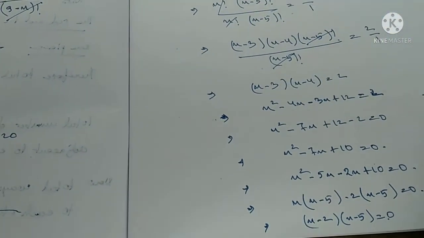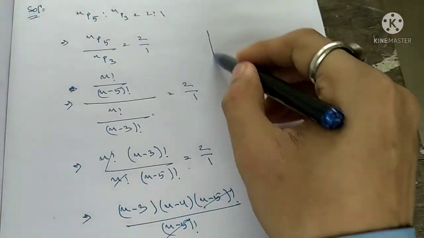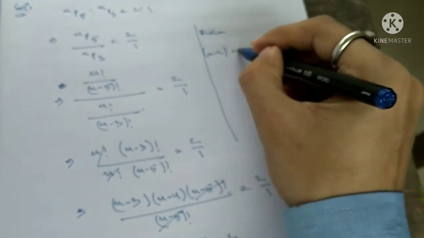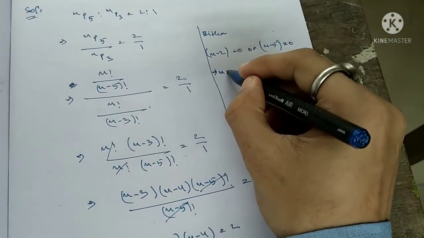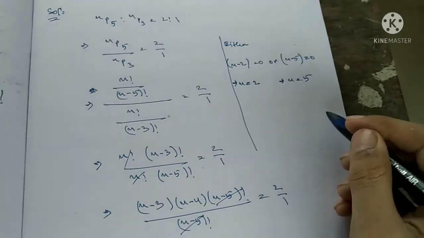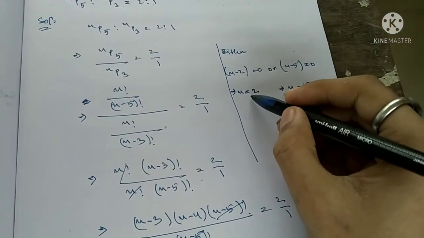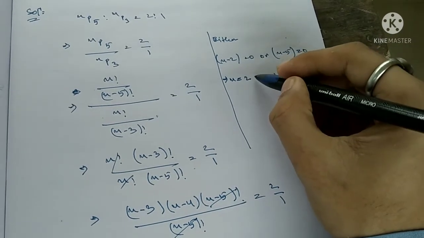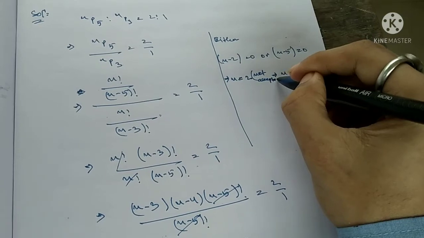This one I am doing at the top. So you can say either n minus 2 equals 0 or n minus 5 equals 0. So n is equal to 2 you will get, or n is equal to 5 you will get. Understand? Now n is equal to 2 is not acceptable. In here you can write not acceptable.